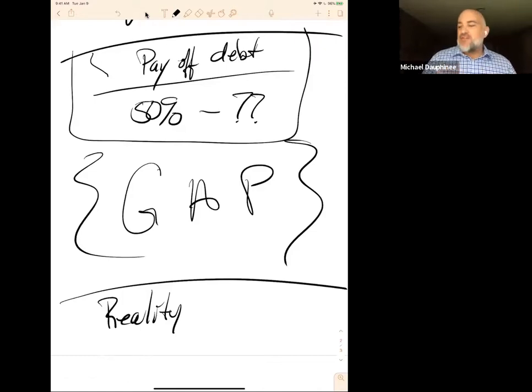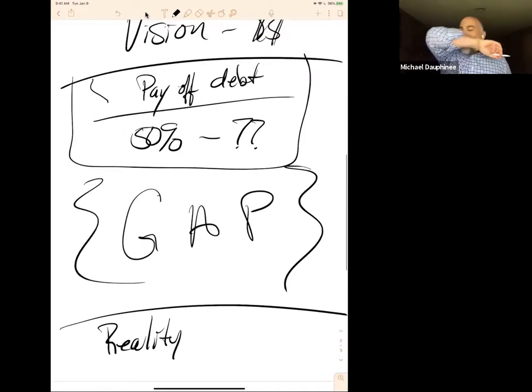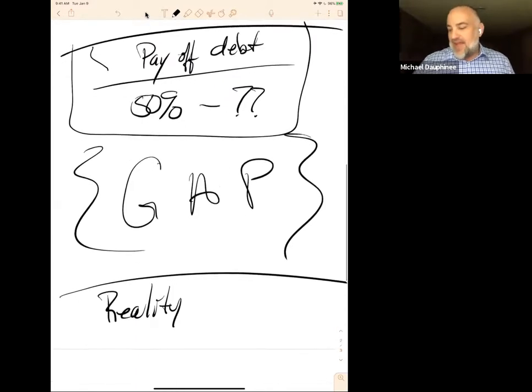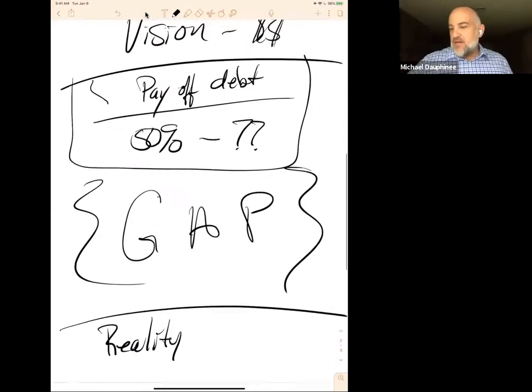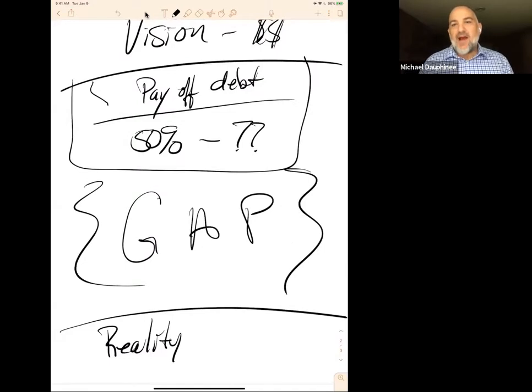You can set a vision for physical and not know how much you weigh, what your blood pressure is, things like that. And so most people will struggle with vision, but their big challenge is ultimately the gap. And so vision, reality, gap. Any comments in there, Danny?